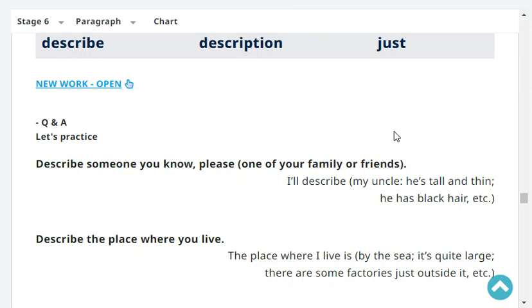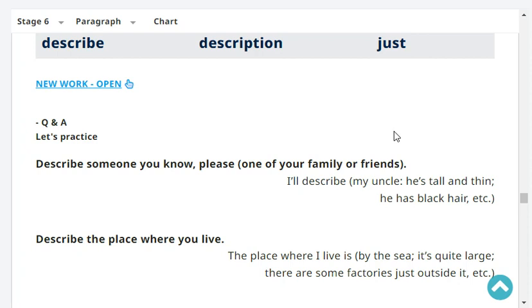Okay. Describe someone you know, please. I'll describe my brother. He is tall. He's tall and he has short black hair. Very good.